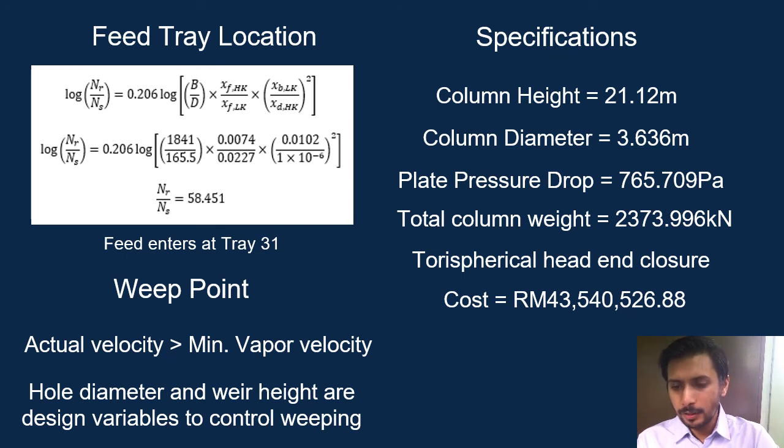And finally, the costing. For the costing, we have obtained about 43 million. This is mainly because we are operating under pressure, so close to 4 bar. Thus, we have a wall thickness of close to 70 mm. And since we are using stainless steel, the cost has ballooned to the amount that it has, as we could see now. So I believe that is all from me.